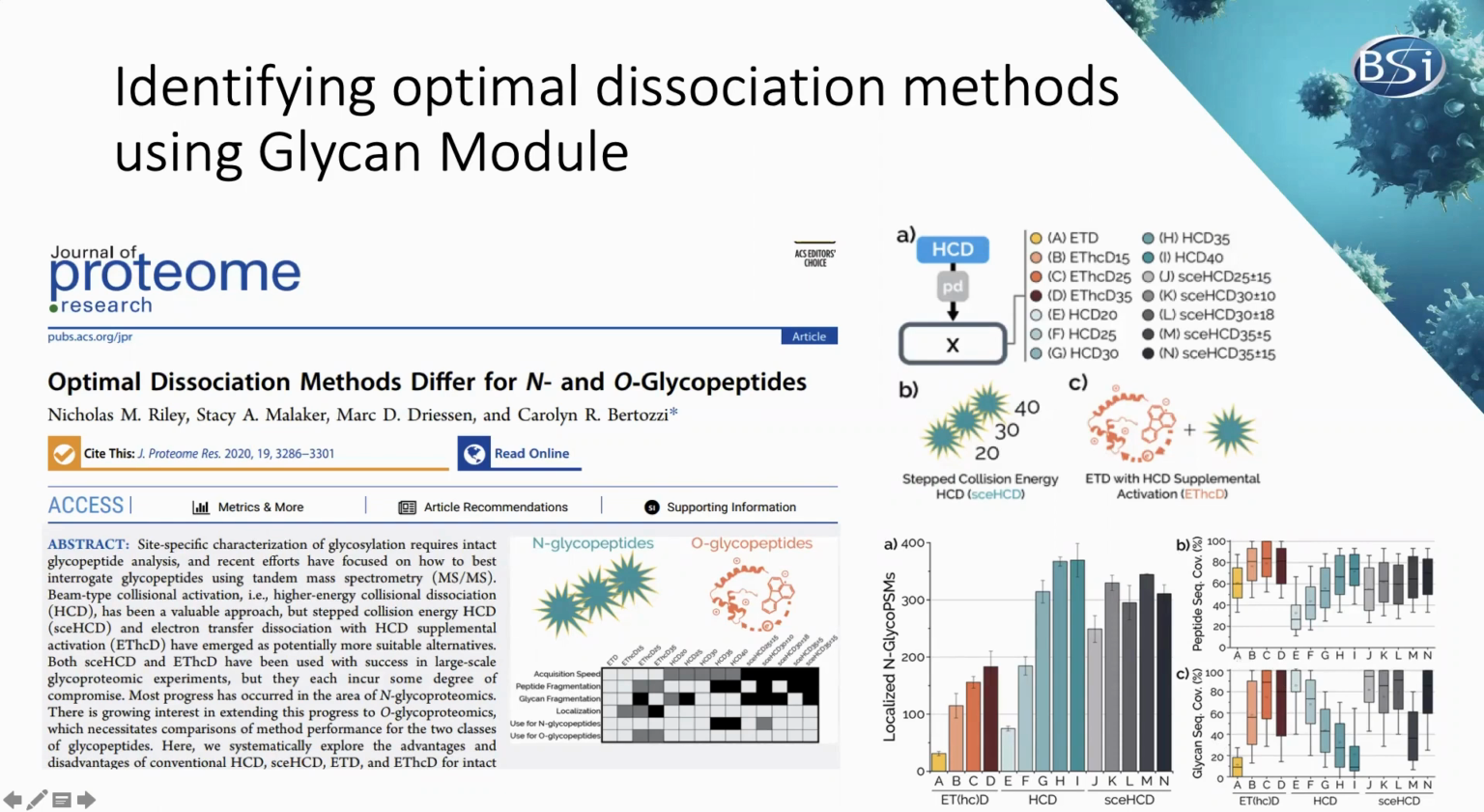So all this work was done in Byonic software. So in addition to assessing different dissociation methods, I think it's important to assess how different types of software result in glycoproteomic analyses, and whether you see the same trends across different software platforms.